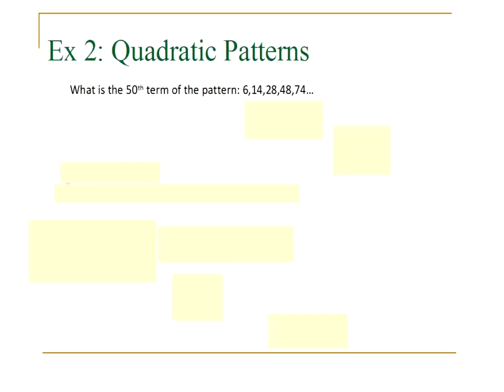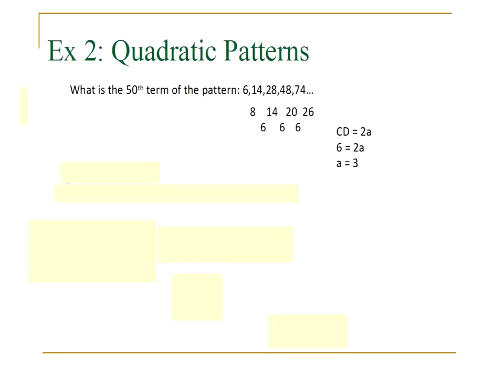So let's take a look here. What is the 50th term of the pattern 6, 14, 28, 48, 74? So I can continue this pattern. It would take a little bit of time, but I could do that. You're not going to have a chance to do that on the midterm or the final. You're expected to find the equation. And to find the equation, you need to know what type of pattern you have. And so you find the common difference. 8, 14, 20, 26 is the first level difference, and then the common difference is 6.